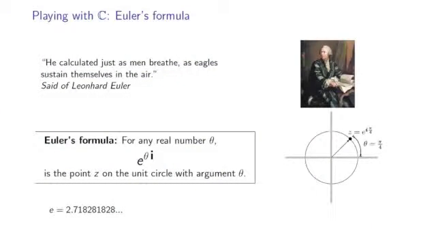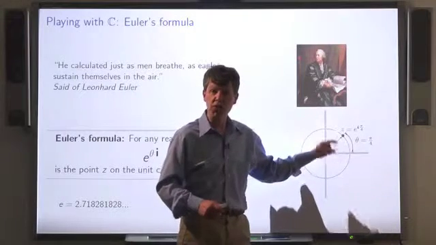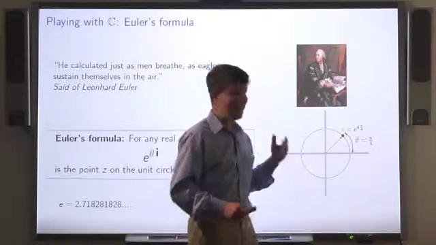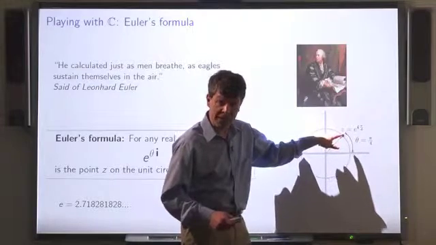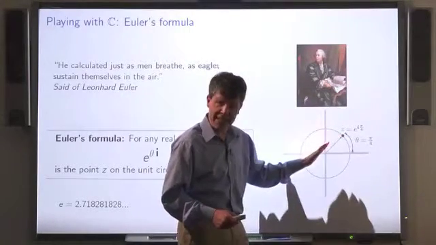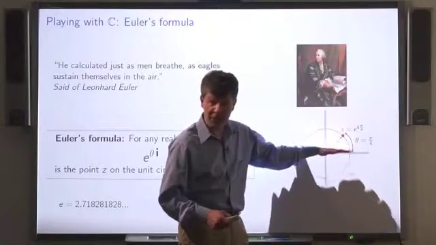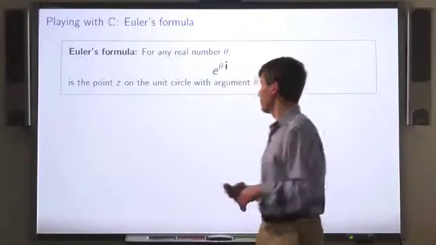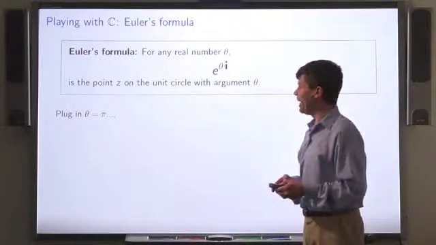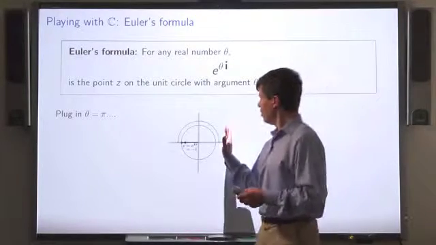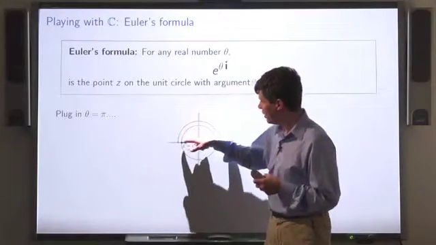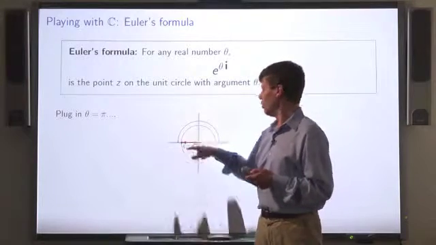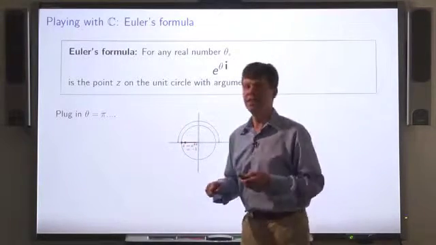So here's an example. We plug in theta equals pi over 4, which corresponds to 45 degrees. e to the i times pi over 4 is this point in the complex plane. Notice that the arrow to that point forms a 45-degree angle with the x-axis. If we plug in theta equals pi, that corresponds to an angle of 180 degrees. So the complex number is this one, which turns out to be minus 1. So e to the i times pi is minus 1.